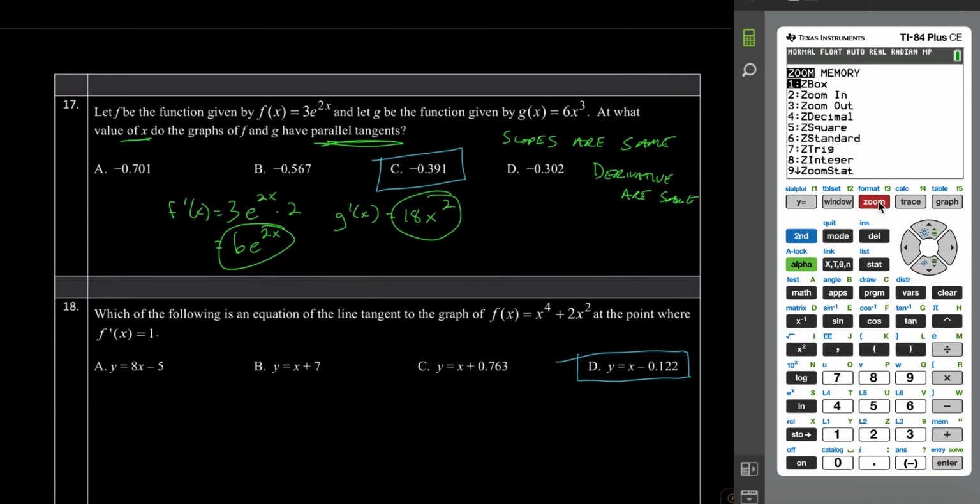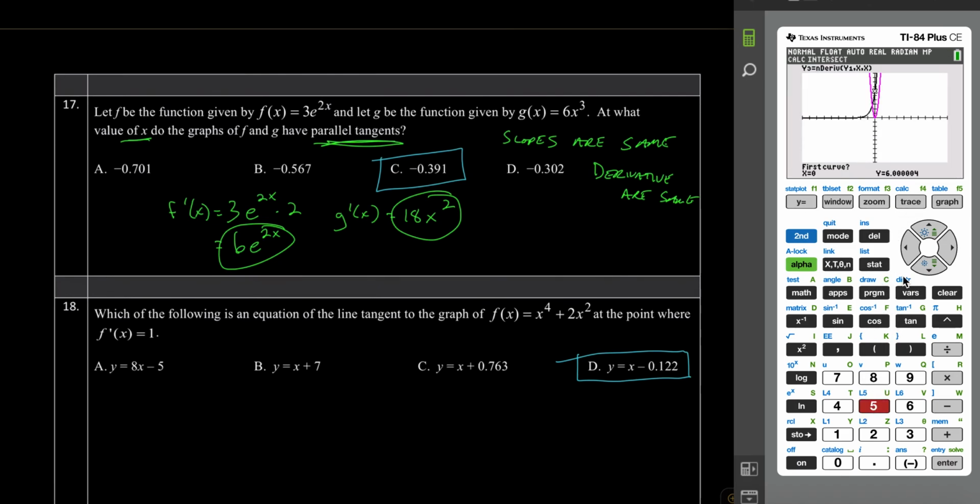That's why we can just go ahead and graph. I'm going to press zoom 6 to go to my standard window. We can graph our two derivatives. We want to see for what values of x they are the same. So we want to find the intersect of our derivatives. That's where the slopes would be the same, where they have equal derivatives. So the first curve is the black curve. Second curve is the pink curve. They want to guess. I'll move the cursor over a little bit, right about there. And they're coming up with, it's a little hard for me to see here, but negative 0.3906, which rounds to choice C.